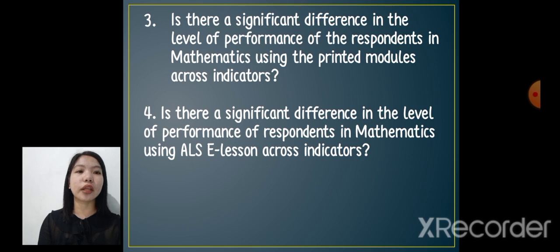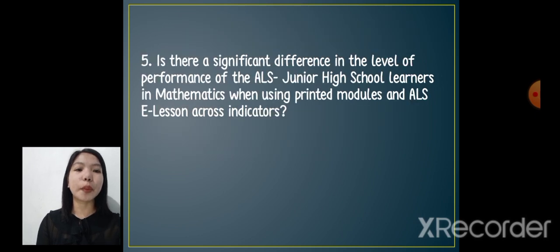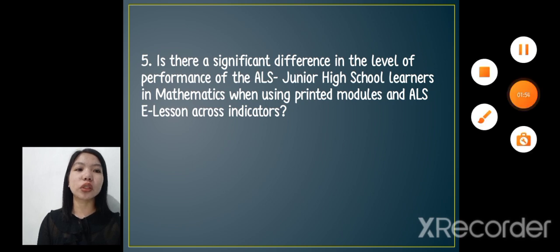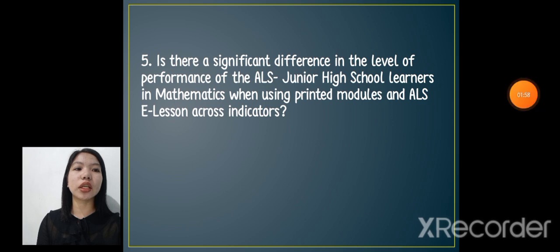Number 3, is there a significant difference in the level of performance of the respondents in mathematics using the printed modules across indicators? Number 4, is there a significant difference in the level of performance of respondents in mathematics using ALS E-Lesson across indicators? And number 5, is there a significant difference in the level of performance of the ALS Junior High School learners in mathematics when using printed modules and ALS E-Lesson across indicators?